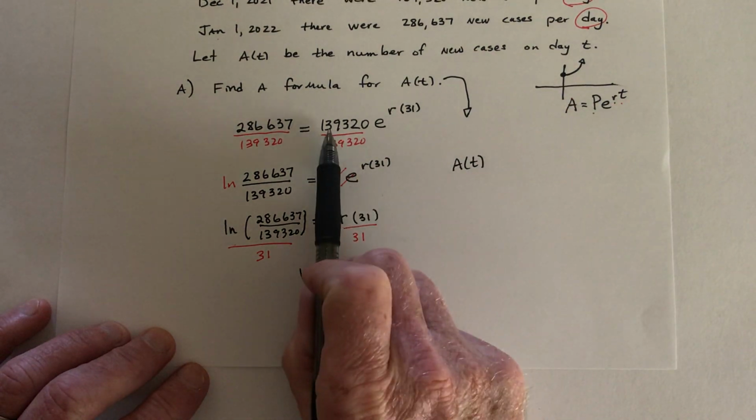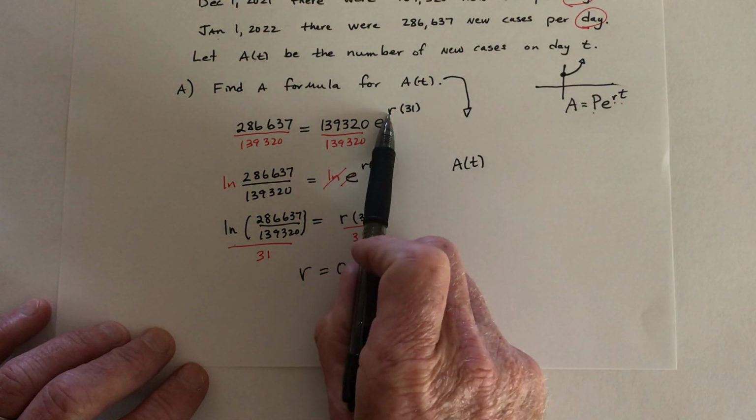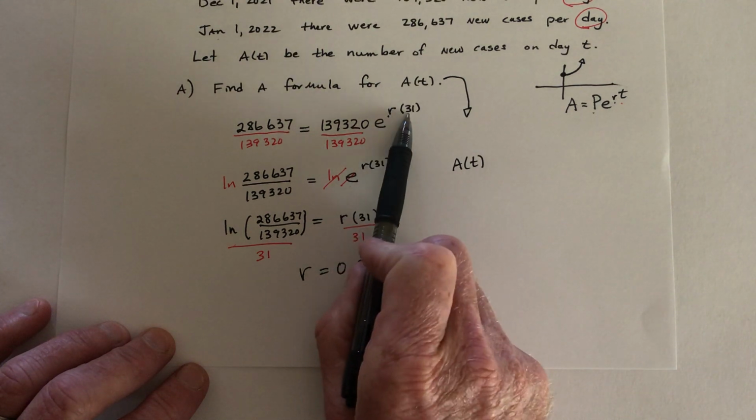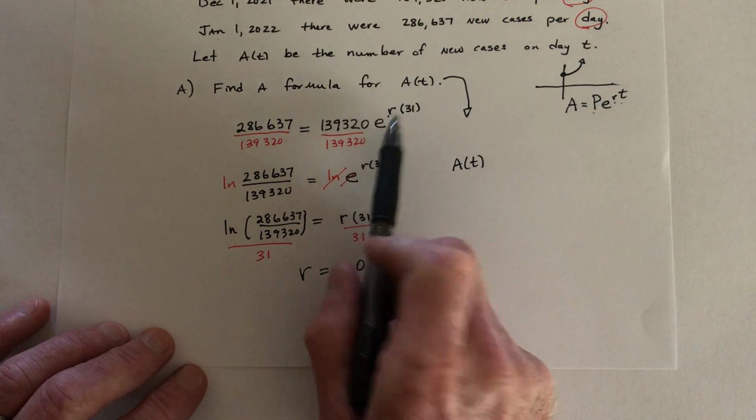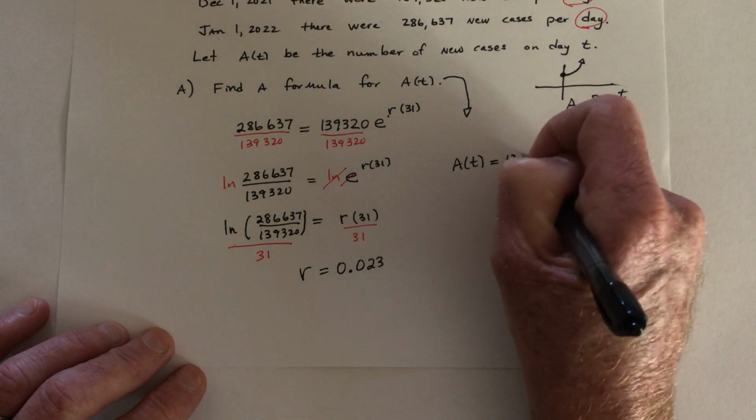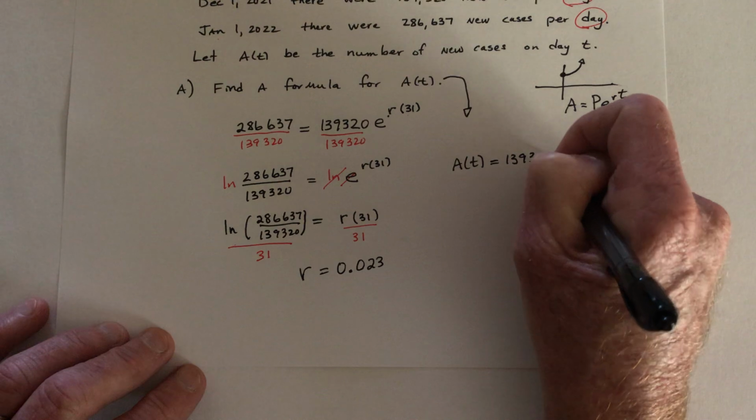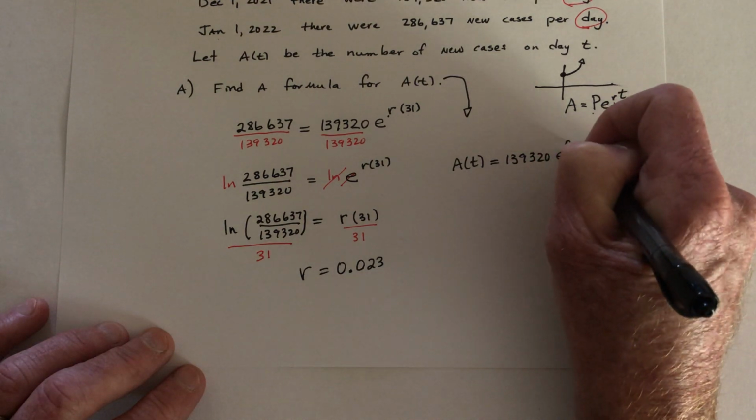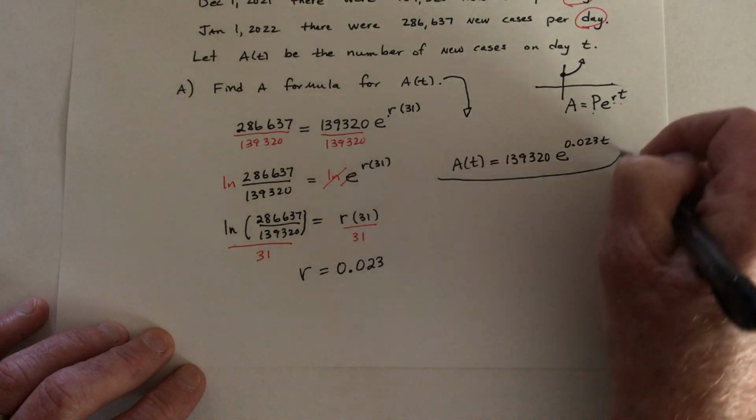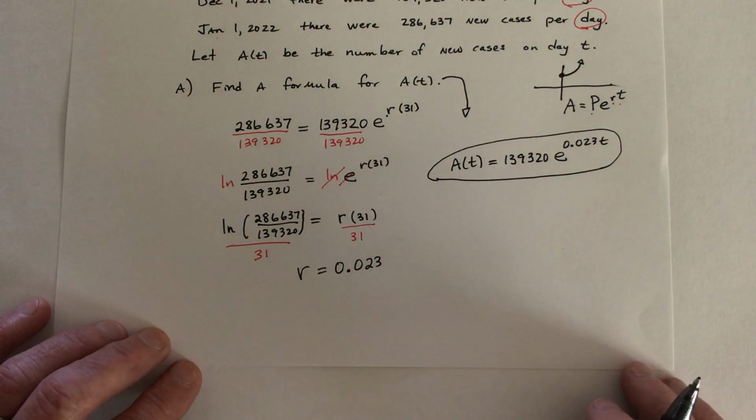Now finally for this, it said find the formula for A(t). So that basically means go back over here and replace this with the decimal 0.023 that we just got. And then this will just stand for t days. So the formula is 139,320 e to the 0.023 t. And there, part A is done.